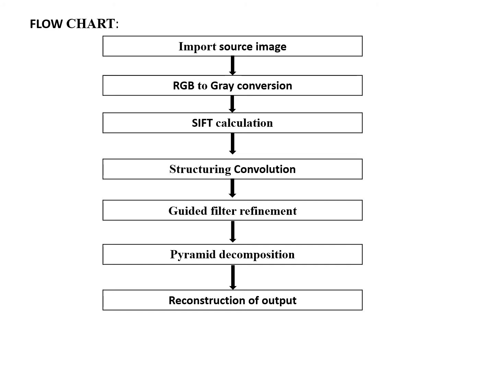Guided filter refinement is used to remove the discontinuities from the final weight map, and this is given to the pyramid decomposition. Pyramid decomposition fuses the refined weight map with the source images, and we get the final fused output image reconstructed.